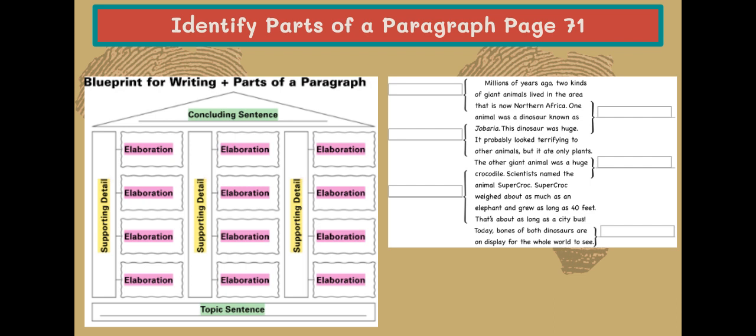Scientists named the animal Supercroc. Supercroc weighed about as much as an elephant and grew as long as 40 feet. That's about as long as a city bus. What color should you highlight those sentences? Why? Are there any other markings you should make in those sentences? Today, bones of both dinosaurs are on display for the whole world to see. What color should you highlight that sentence? Why?